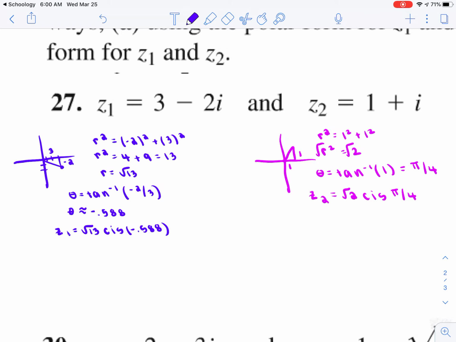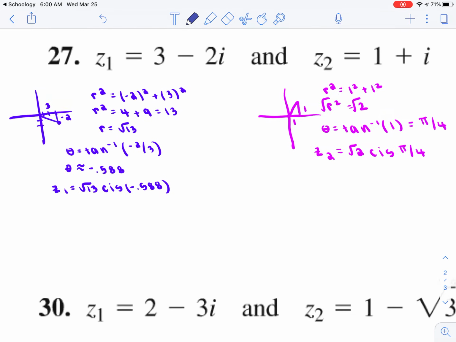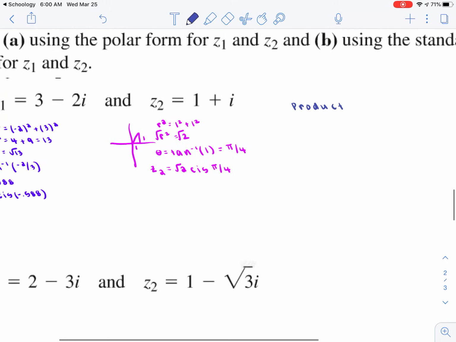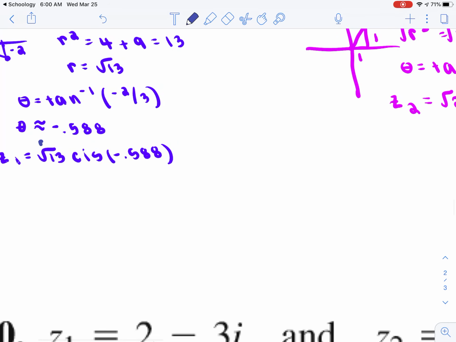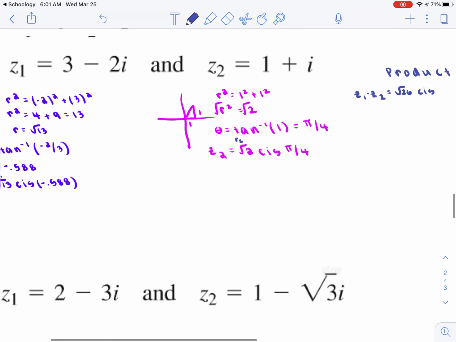Now, if you are able to get these both into this trig form, from there, I wanted you guys to start off by using the formulas. So if we wanted to do the product, let's go over here, and I'm going to write this really nicely. Product. Using the formulas, we would multiply the R1 value and the R2 value together. So you would get root 26 in the front. So I'm going to say Z1 times Z2 equals root 26, cis, and then we would have to add these two angles together. This is your theta 1 and your theta 2.